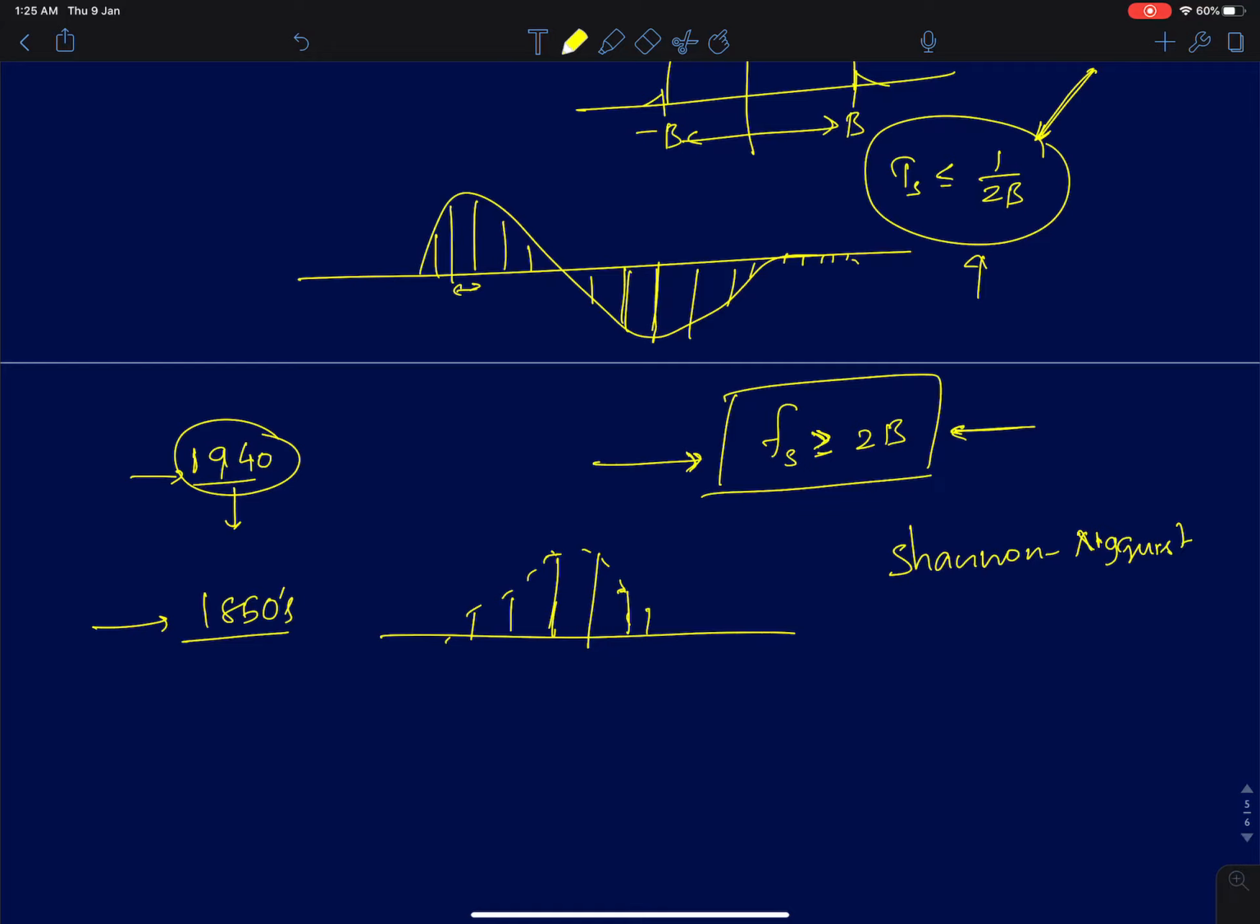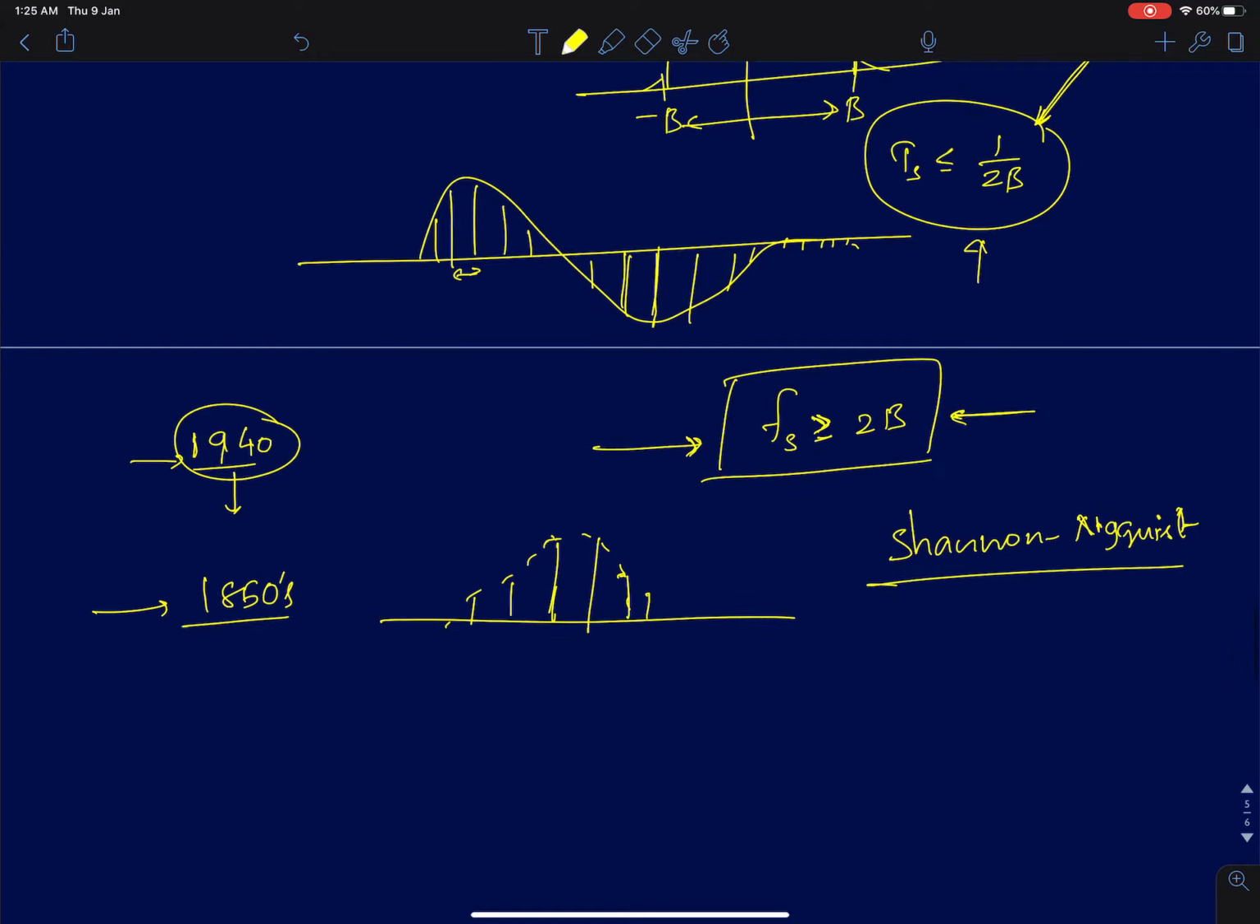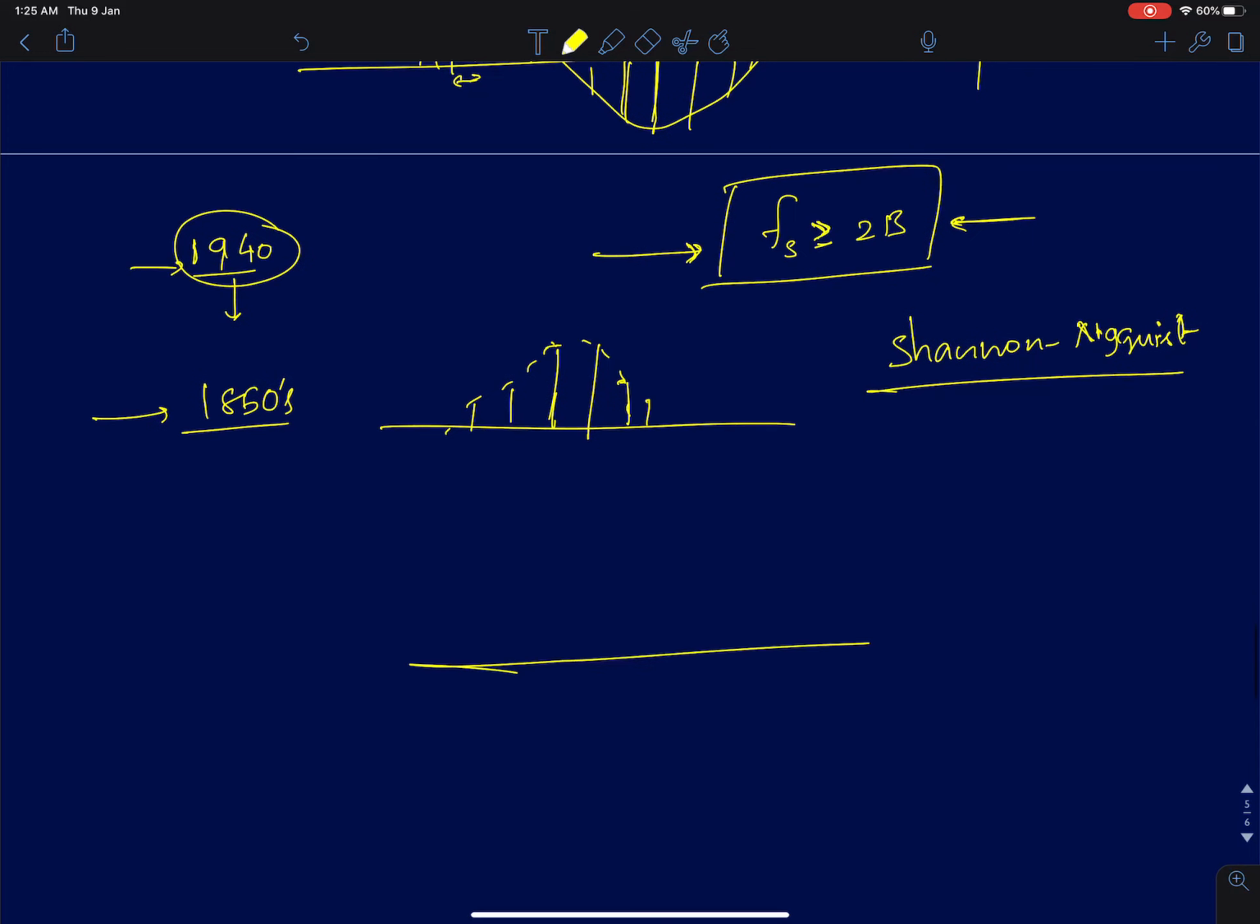Okay, as I said, I'm not doing the proof for it. It's pretty trivial a proof. Any textbook would contain it. You can just very easily show that if you sample a signal in time domain, it's equivalent to periodicity, repeating the signal periodically in frequency domain. So the rate of repetition is going to be Fs.